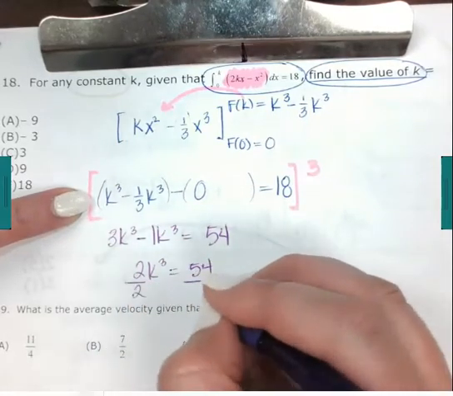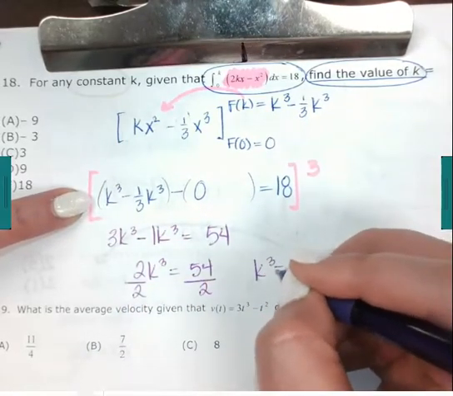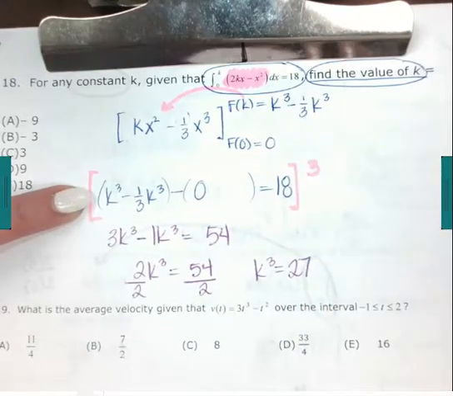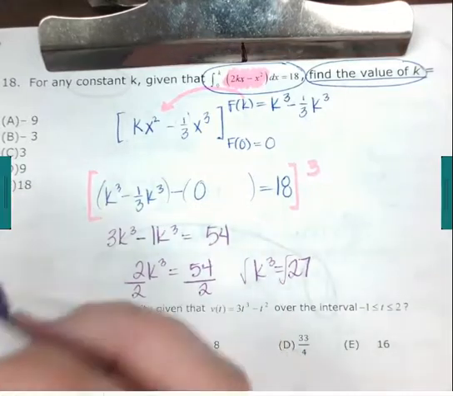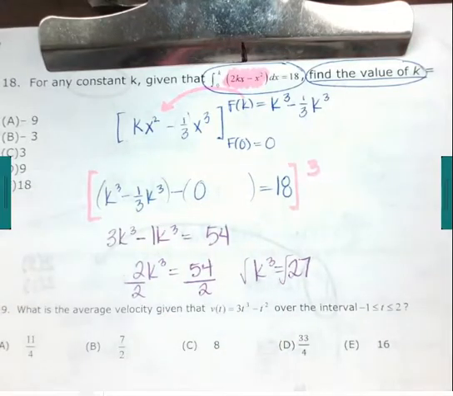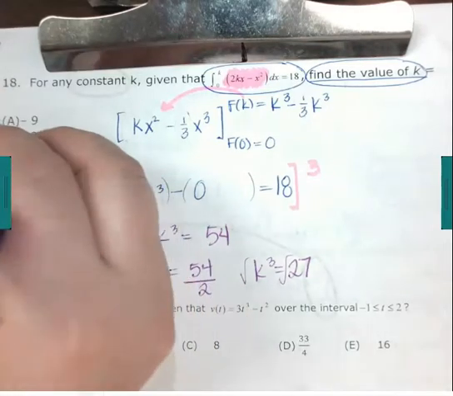What do I do next? Divide by 2. 54 divided by 2 is 27. And then if k cubed is 27, is it plus or minus 3? Plus only, because what kind of root is it? A cubic, you don't end up with a plus or minus.